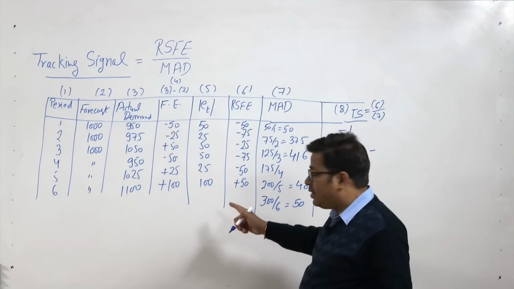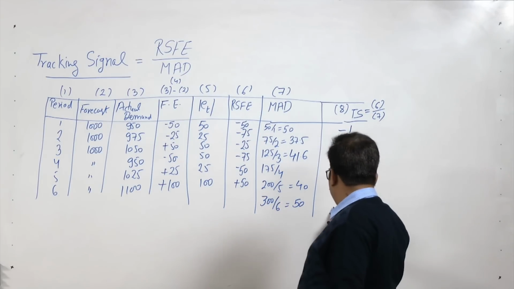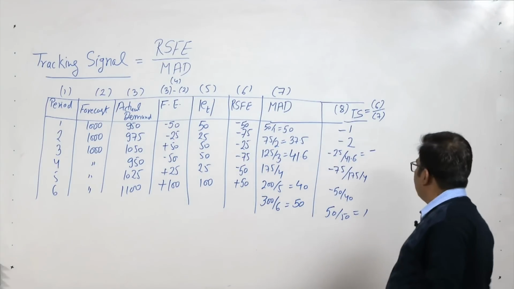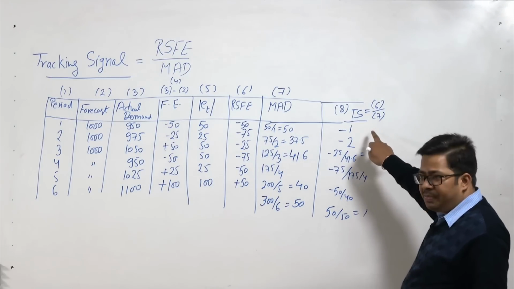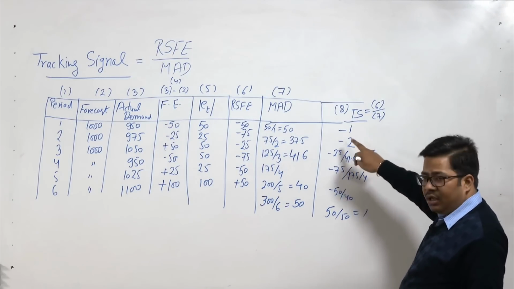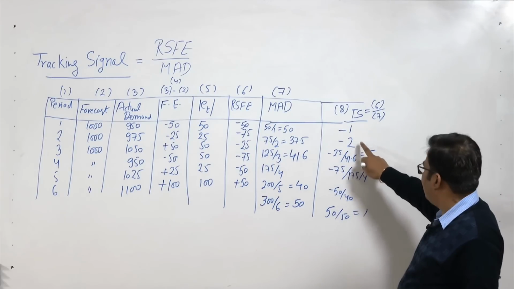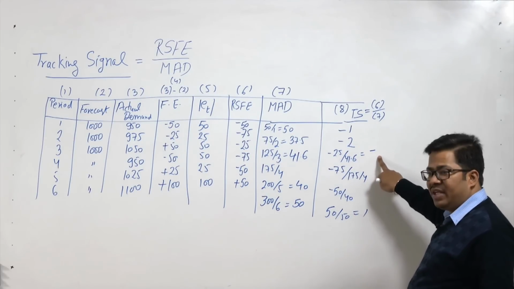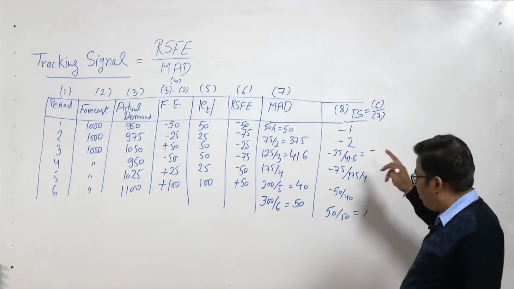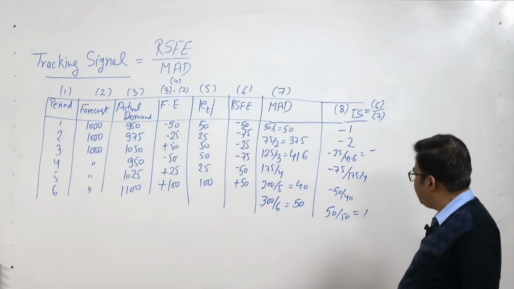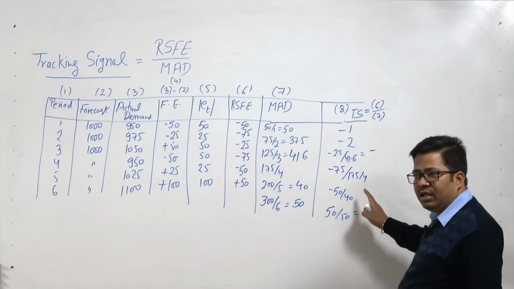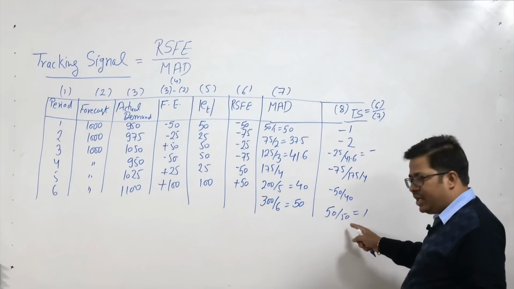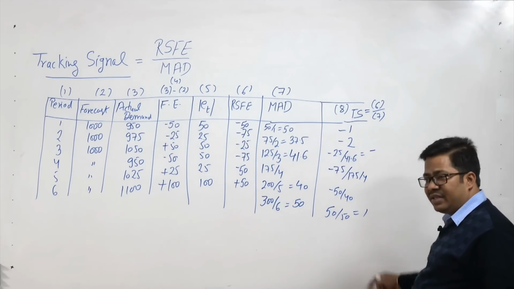For the sixth period, it is 50 divided by 50, that is 1. So, now you see, you started tracking signal from the first period, that is minus 1, it increased to minus 2, then it decreases, it remains only about 0.5, obviously with the negative sign. Here also it is in the negative sign, here it is slightly more than 1, minus 1, and it is coming plus sign in the sixth period.